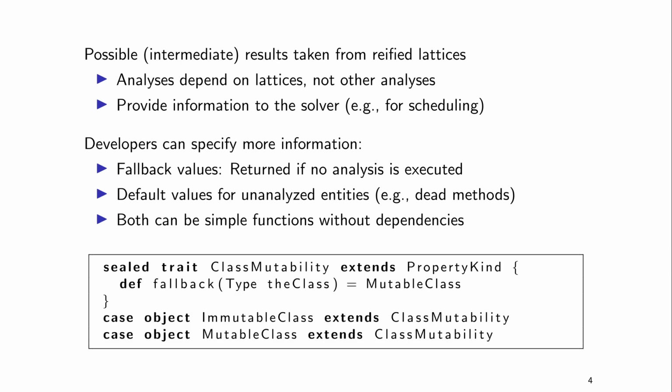This snippet of Scala code is an example of a very simple lattice for class mutability as it is implemented in OPAL. As you can see, it does not require more than a few simple classes and methods. Of course, developers can add more information, such as the actual lattice ordering, to guide the solver, but this is not required.